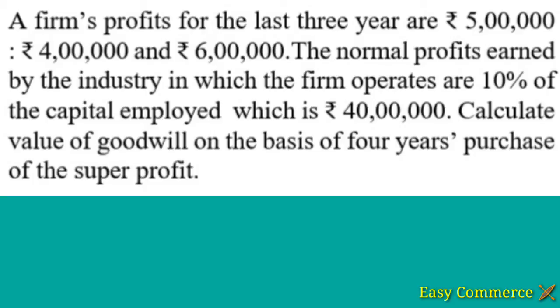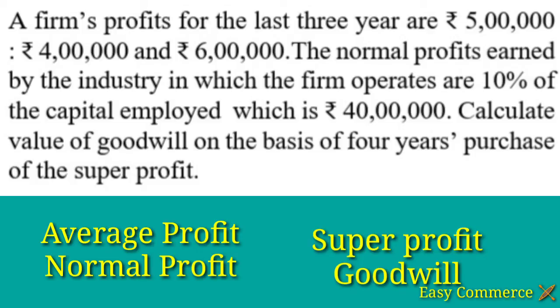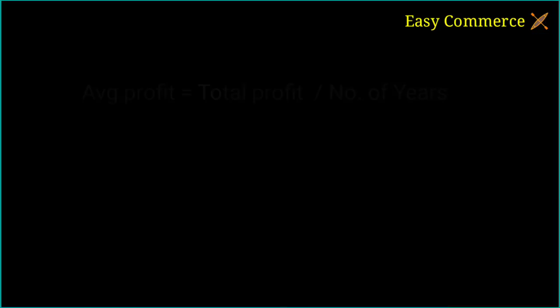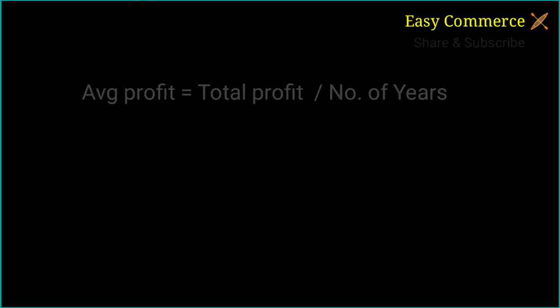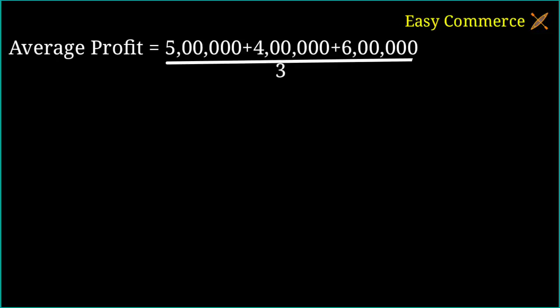We need to calculate the goodwill under super profit method. We know the steps under super profit method. First, we need to calculate the average profit, then calculate the normal profit, then calculate the super profit, then calculate the goodwill. We know the average profit. We can calculate total profit divided by number of years. Here the total profit rupees 5 lakh plus rupees 4 lakh plus rupees 6 lakh divided by number of years 3. So the amount would be 15 lakh divided by 3, rupees 5 lakh.